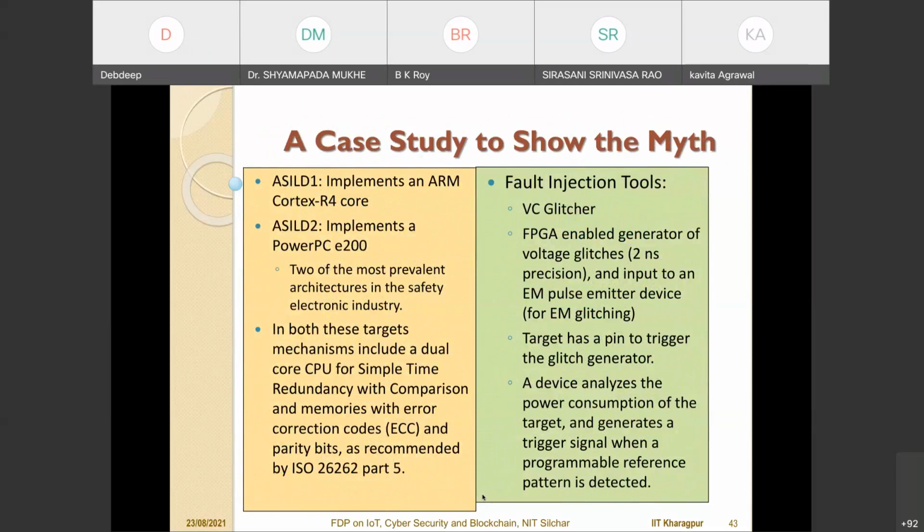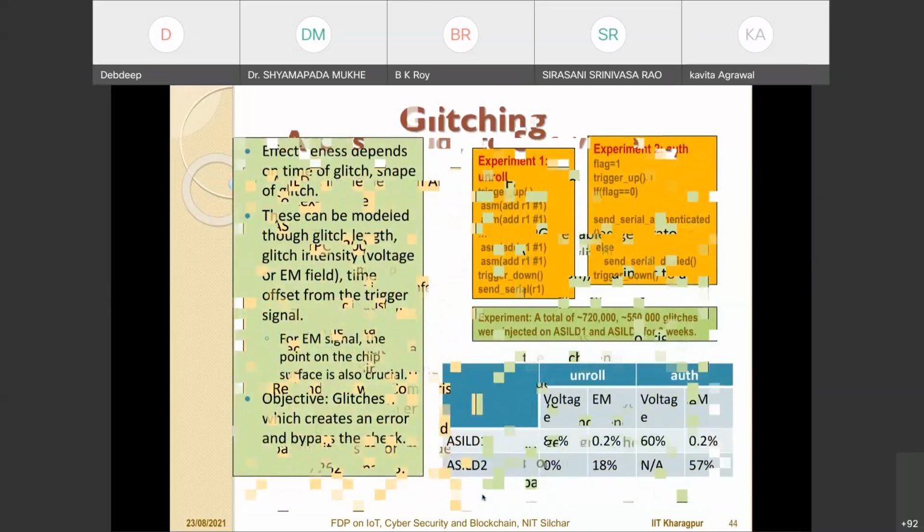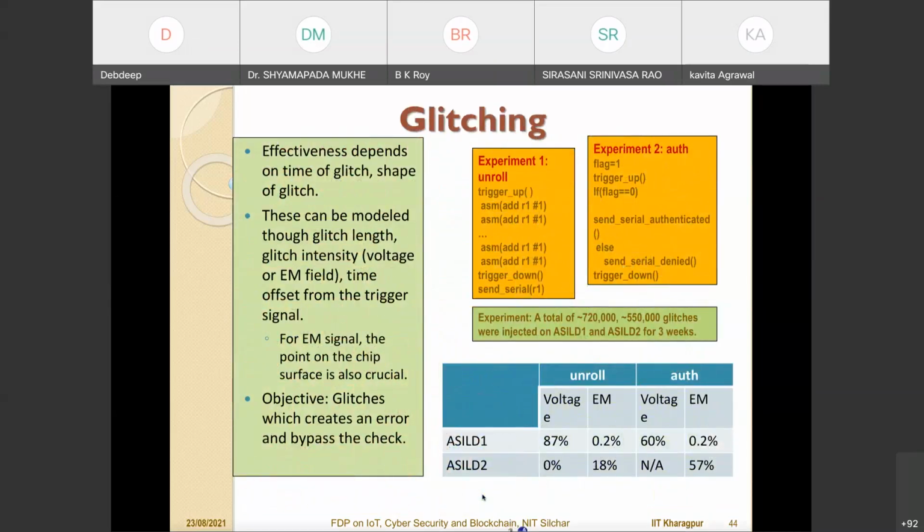We subject them to two fault injection mechanisms. The first one is a voltage glitcher. The second one is an electromagnetic glitcher. We have such setups in our laboratory, through which you can induce internal faults inside your circuit. So let us talk about a very simple exercise or experiment that we can do.